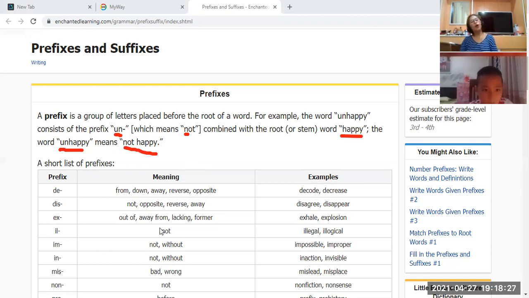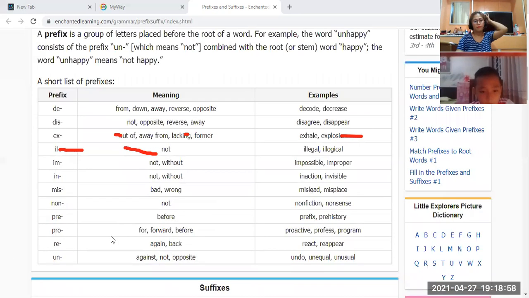What is a prefix again, Kyo? It is a letter or group of letters placed before the root word. The root word, for example, in unhappy is happy. So you have to use unhappy. The root word again is happy. Unhappy means not happy. Okay. Now we have here, these are some of the prefixes.